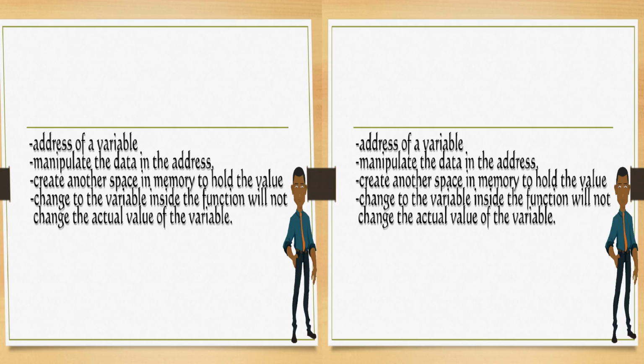When a pointer is passed to a function, we are actually passing the address of a variable to the function. Since we have the address, we can directly manipulate the data in that address. In the case where a non-pointer variable is passed, the function will create another space in memory to hold the value locally while the program is inside the function. Therefore, any change to the variable inside the function will not change the actual value of the variable.